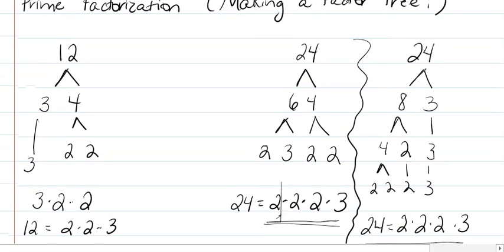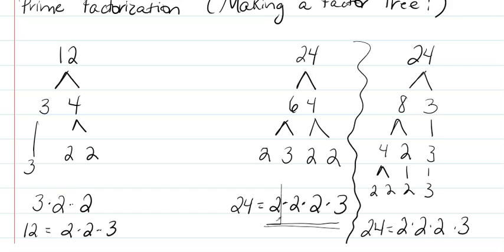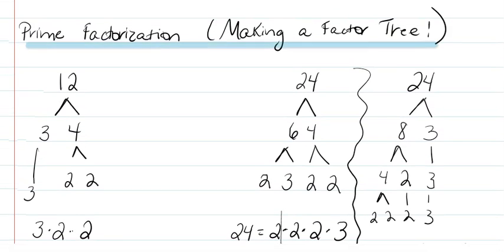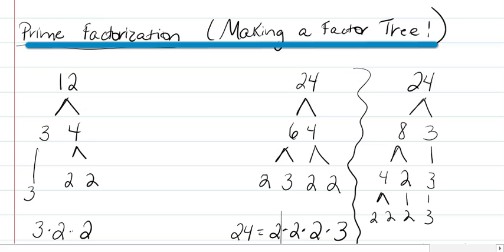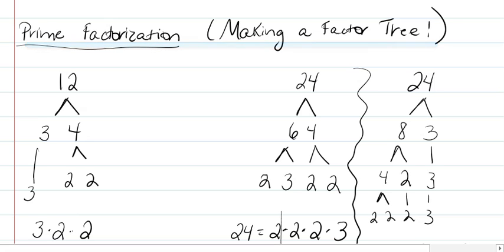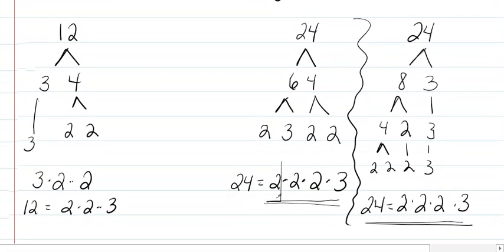Alright, so just to review, a prime number, again, has only two factors, one and itself. A composite number could have several factors. And then prime factorization is simply making a factor tree, which looks like this picture, until you get down to the very bottom where you only have prime numbers being multiplied together. That's called prime factorization. You're factoring till you get prime numbers. Again, prime numbers only have factors of one and itself.